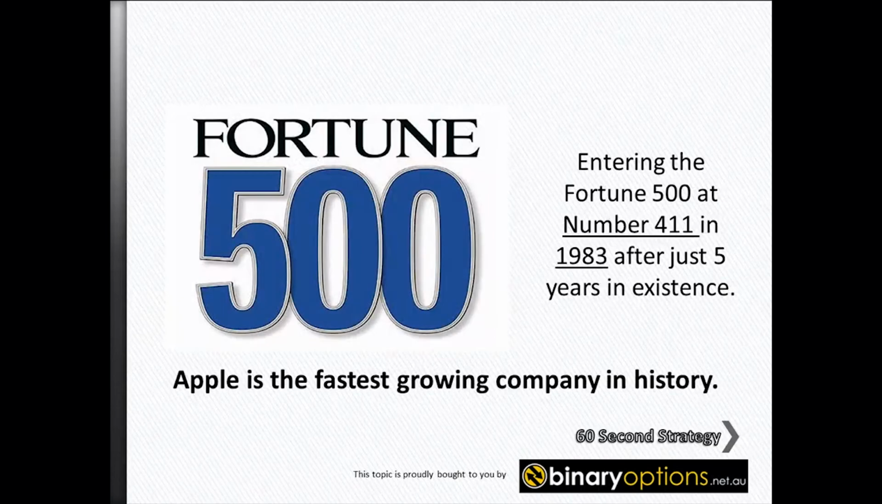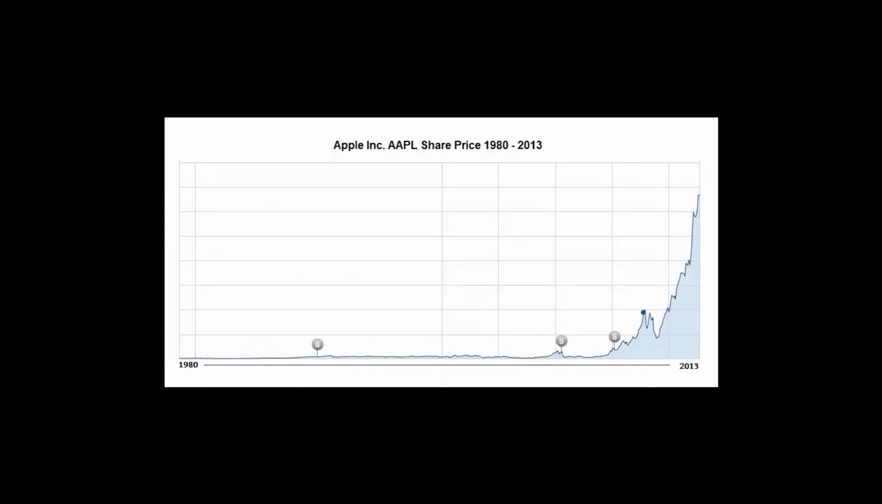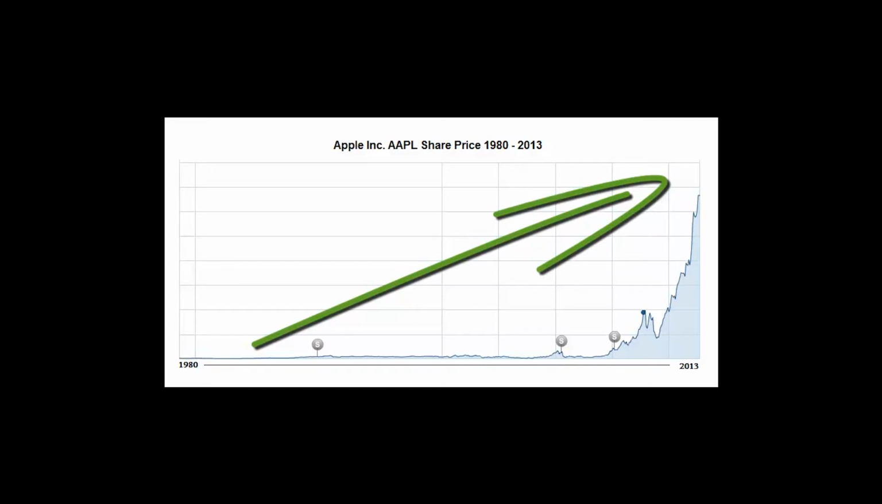After just 5 years in existence, Apple entered the Fortune 500 at number 411 in 1983, making it the fastest growing company in history. Since then, shares in Apple have seen outrageous highs and lows. Shares in the company slightly eclipsed $700 in September of 2012, a far cry from the sub-$5 levels the shares were trading at when Apple was on the brink of bankruptcy in 1997.